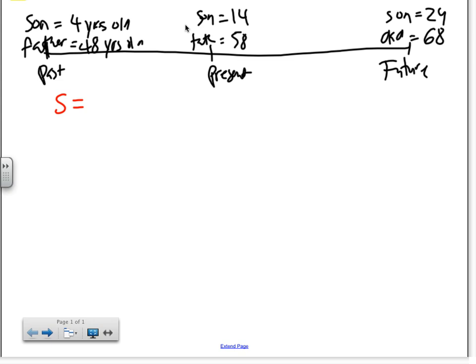So Kyle, how do you write that out as a description of S? S is what? Just the son's age? In the past? Ah, see, that's the point. Not in the past. The son's age in the present. Why do you say in the present? Because you can subtract or add 10.